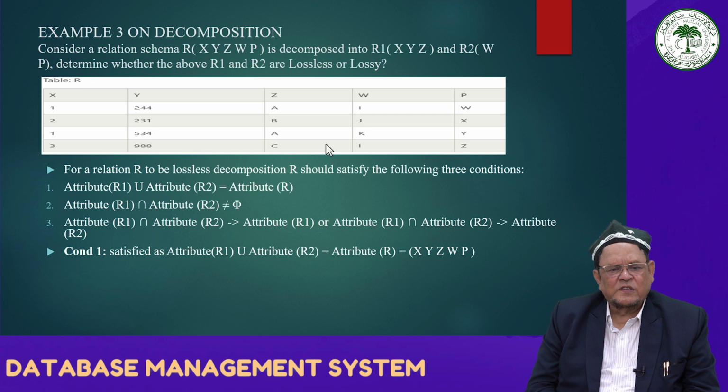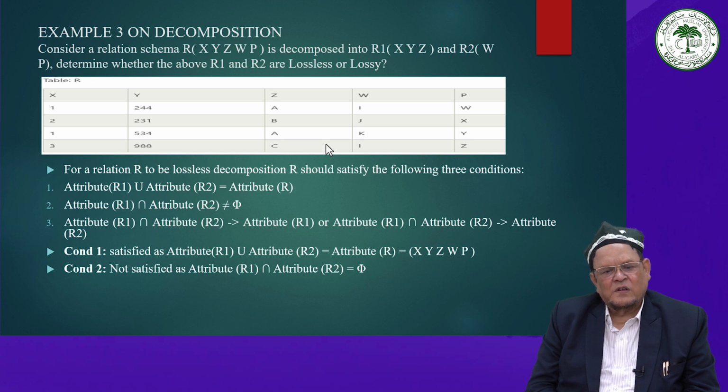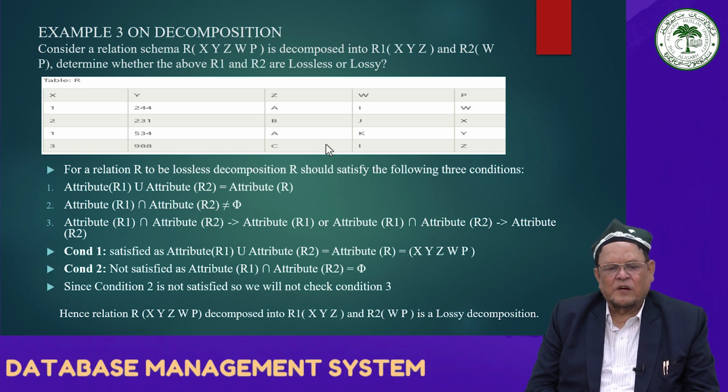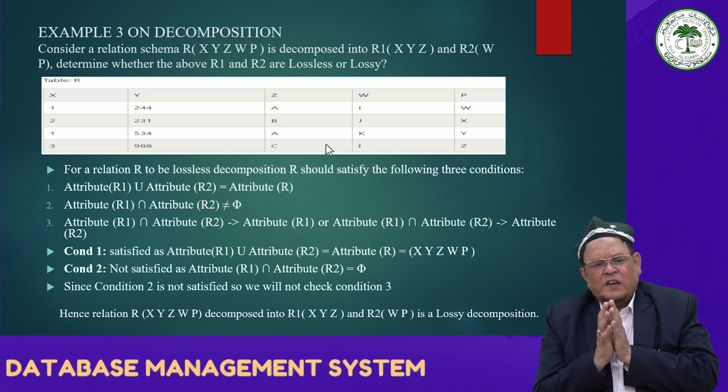So the first condition is certified: attributes R1 union R2 is attributes R, X, Y, Z, W, P. Then condition 2 is not certified, as R1 intersection R2 is equal to phi. So no need to check the third condition. Since the second condition is not certified, we will not check the third condition. Hence the relation R(X, Y, Z, W, P) decomposed into relations R1(X, Y, Z) and R2(W, P) is a lossy decomposition. I hope you will understand clearly.